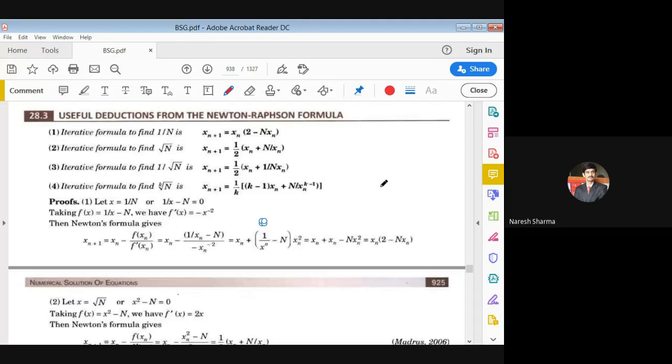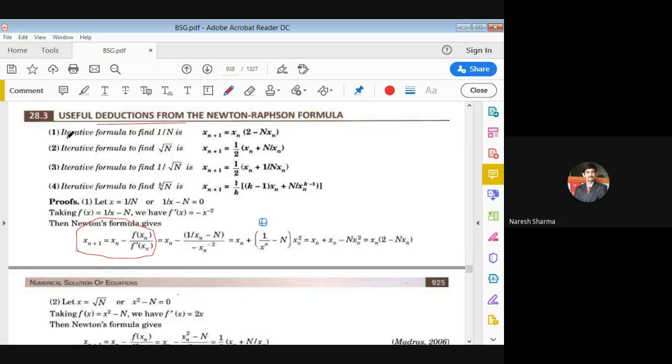So in the last lecture we discussed the Newton-Raphson method, and the formula for the Newton-Raphson method is this one: x n minus f of x n divided by f dash of x n. Now, by using the Newton-Raphson method we deduce further useful results.